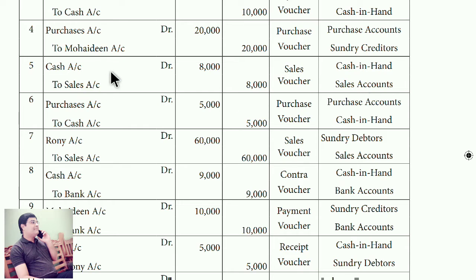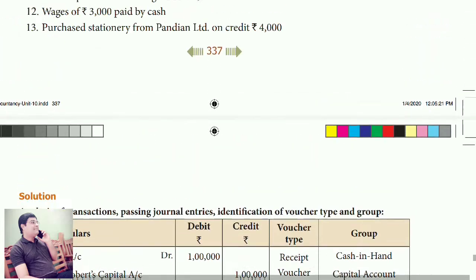Normally, as everyone is teaching, cash is a real account. So what is the rule of real account? Debit what comes in. So cash comes in, it is debited. Sales is what? A nominal account. What is the rule of nominal account? Debit all expenses and losses, credit all income and gains. When we are selling something, it is an income, so it will come on the credit side. Understand? Next, question number 6.